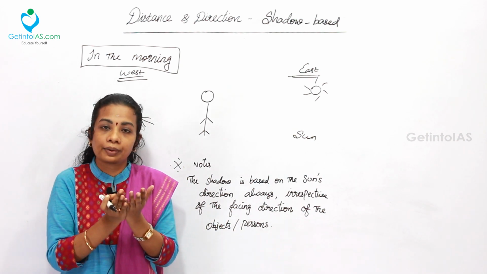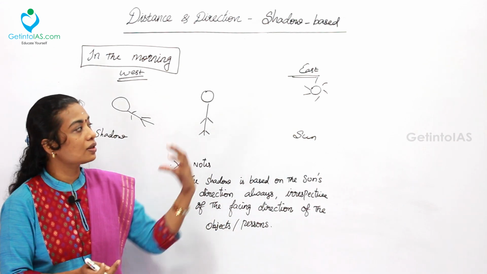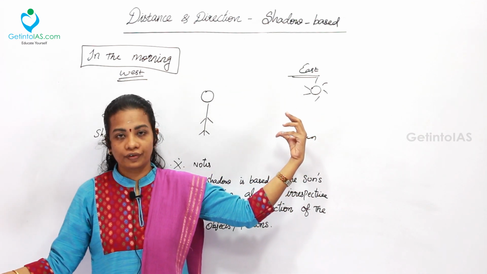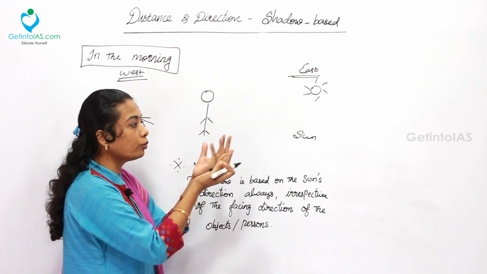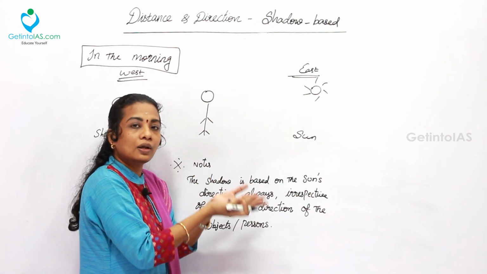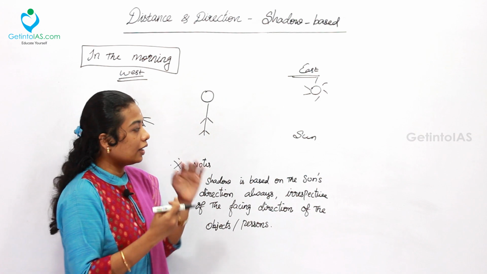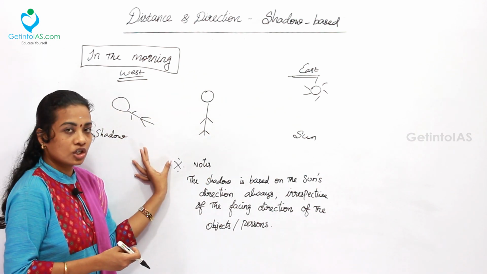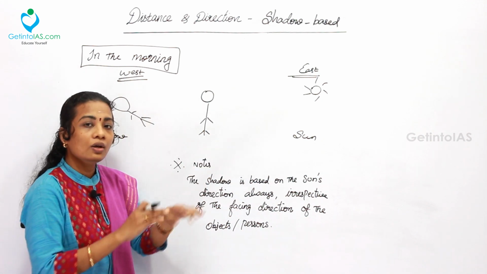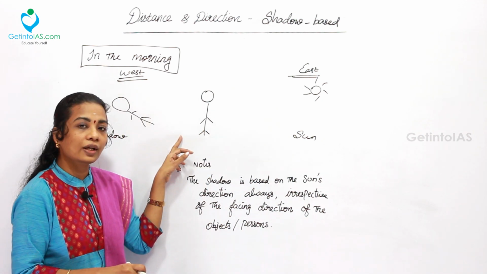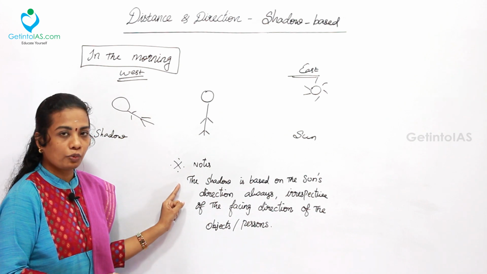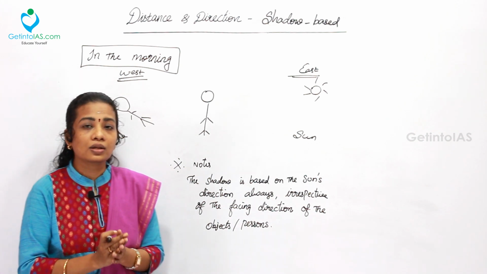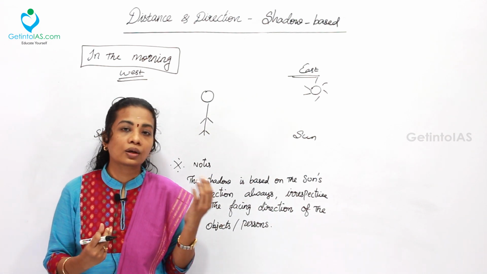For example, if the person faces north and the sun is in the east, definitely his shadow will be on the west side. If the same person turns towards the east, the same will happen. The shadow will be at the same position based on the sun's direction, not based on the facing direction of the person. This is the first point. Then the next point is that this shadow may be at his front, back, left or right.